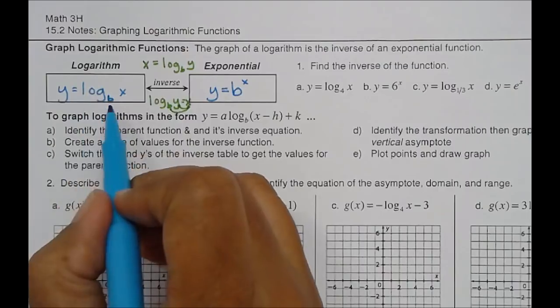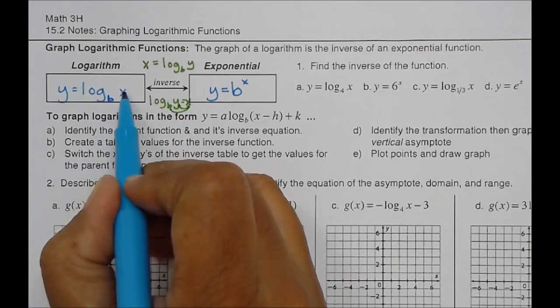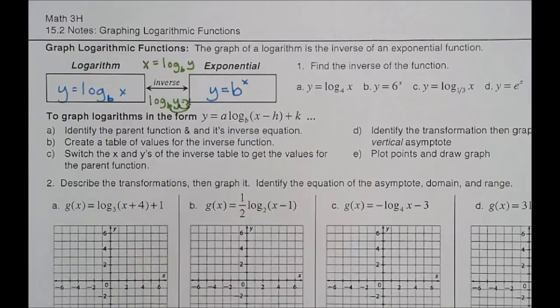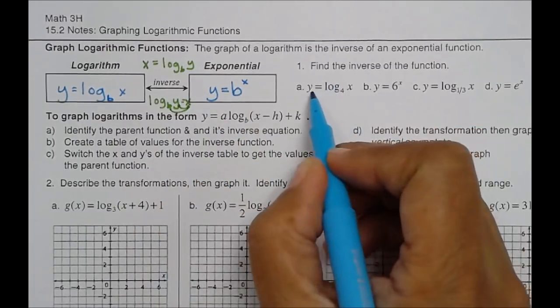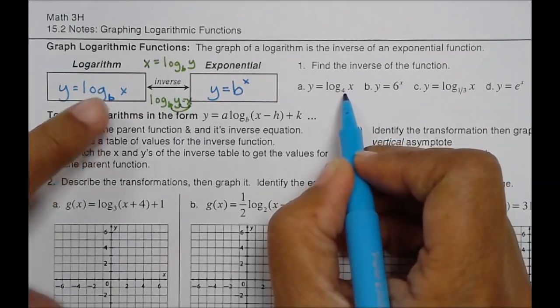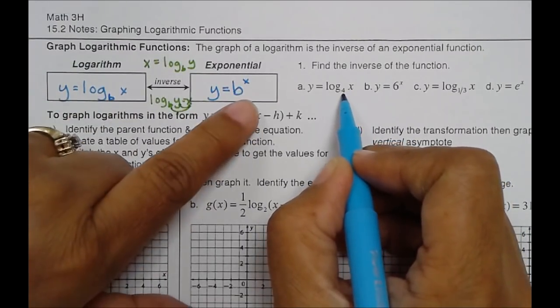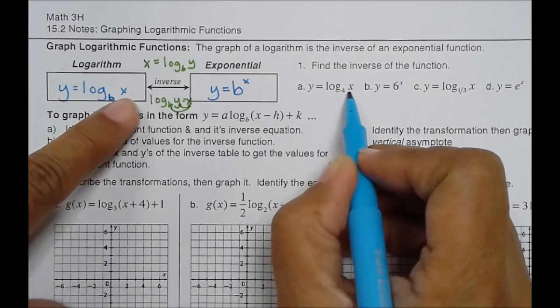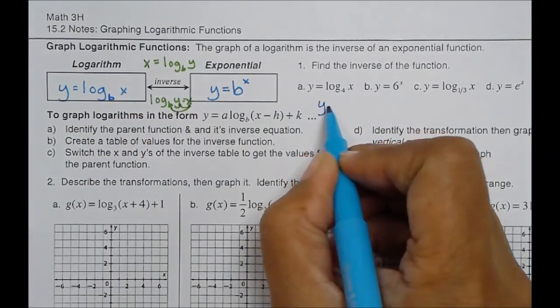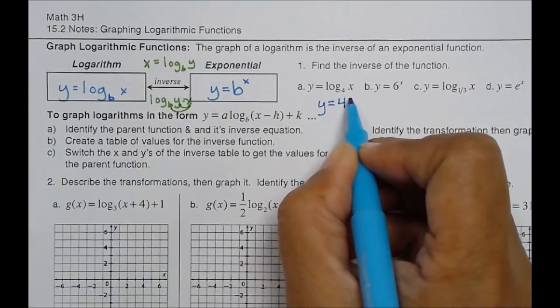So here's your log. See that b? That's your base, and that's your exponent when you write the inverse. So let's use the shortcut here. This is y equals log base 4 of x. So what's the b? The b is the 4, and then the x is going to be the exponent. So the inverse is simply y equals 4 to the x.